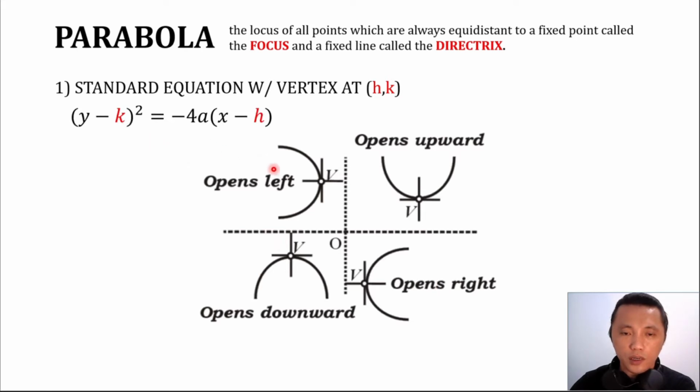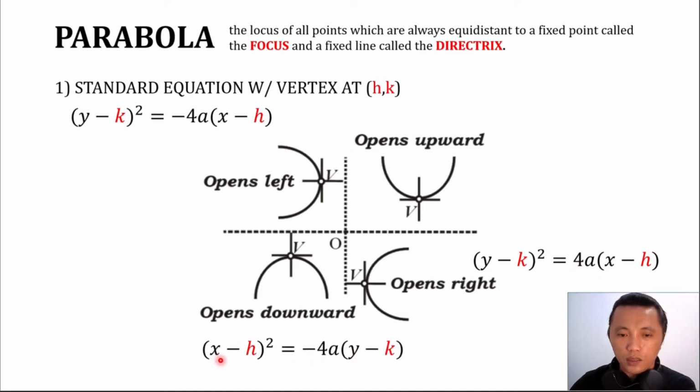So we have here for the opening left, quantity y minus k squared is equal to negative 4a times quantity x minus h. So for opening right, just use a positive sign here and you get this equation. For opening downward, it is quantity x minus h squared is equal to negative 4a times quantity y minus k. So for opening upward, you have a positive sign instead of the negative one.